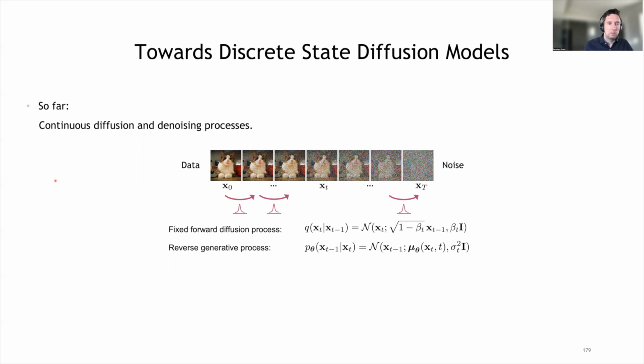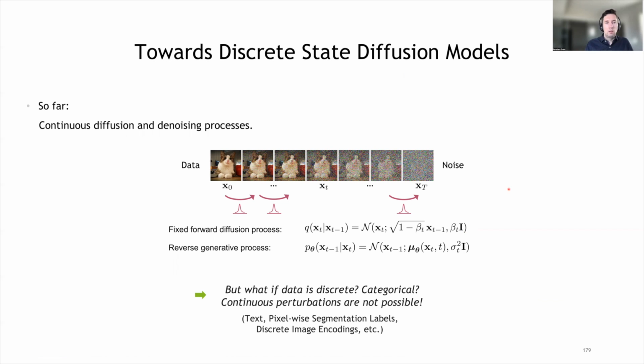What I mean with that is we basically assumed our data is of a continuous nature, and we could add a little bit of Gaussian noise to it in a meaningful way. So both our fixed forward diffusion process and also our reverse generative process were usually implemented with Gaussian distributions, like here. But what if our data is discrete, categorical? Then continuous perturbations are not meaningful, they are not possible.